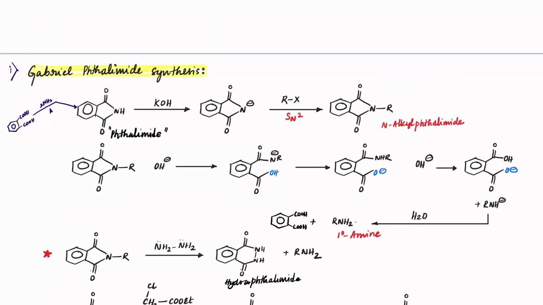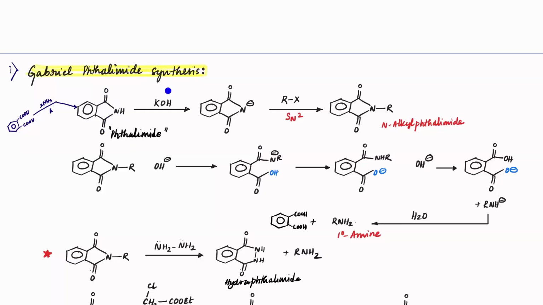Gabriel phthalimide synthesis is specifically designed for making primary amines. If you want to get primary amines from the reactants, then Gabriel phthalimide synthesis is used. Check how. First, we need to generate something called phthalimide. This is phthalimide. It is derived from phthalic acid. And as you react with excess amount of ammonia, strong heating, you will get this as phthalimide. Imide is when you have two amide connections, you call it an imide.